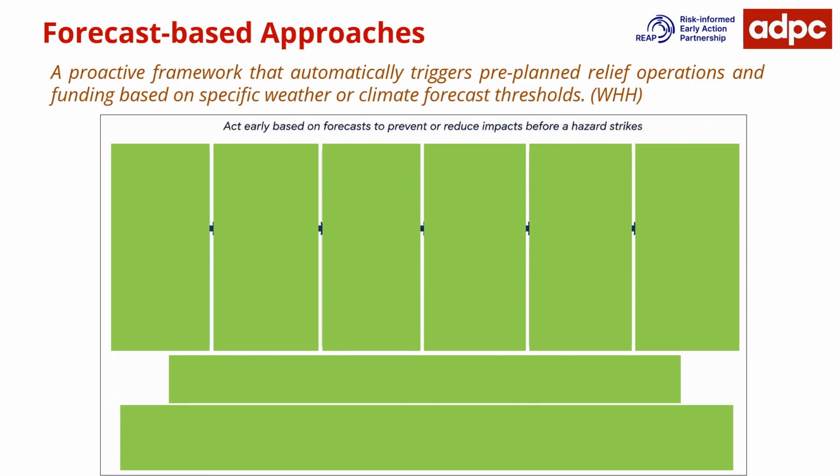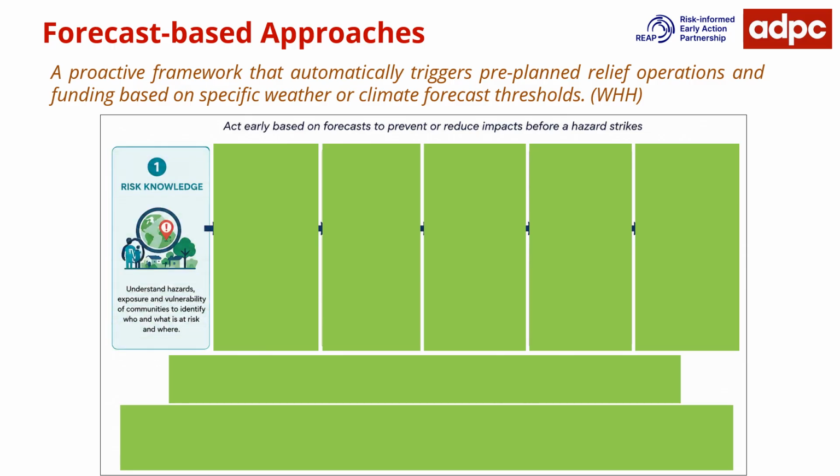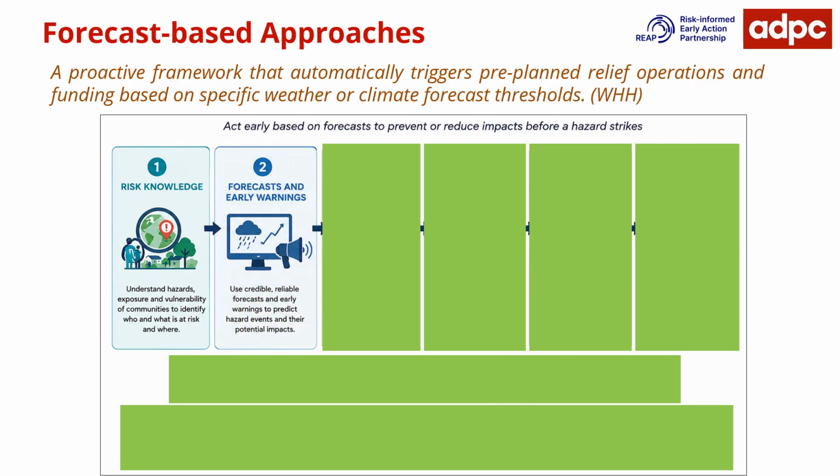A forecast-based approach is a proactive framework that automatically triggers pre-planned relief operations and funding based on specific weather or climate forecast thresholds, according to Underhill, WHH. This works through 6 connected building blocks. First, risk knowledge, understanding hazards, exposure, and vulnerability of communities to identify who and what is at risk, and where. Second, forecasts and early warnings, using credible, reliable forecasts and early warnings to predict hazard events and their potential impacts.